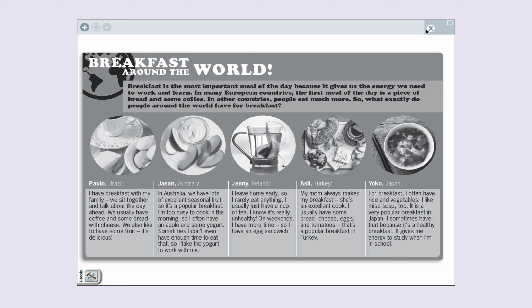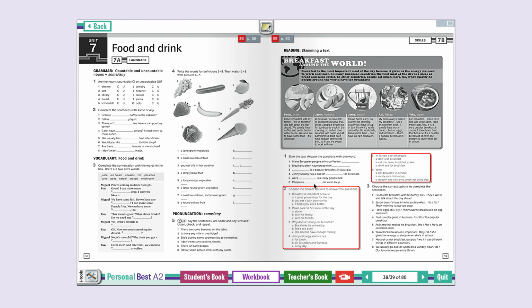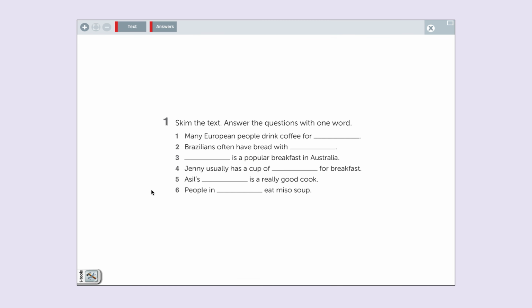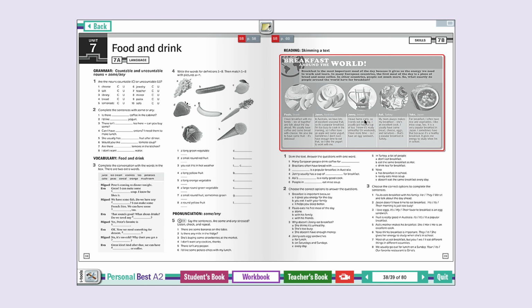It's delicious. Okay, and number 2, Brazilians often have bread with cheese. Pan con queso. Yes? Okay, number 3 is a popular breakfast in Australia. ¿Qué es el desayuno más popular en Australia?